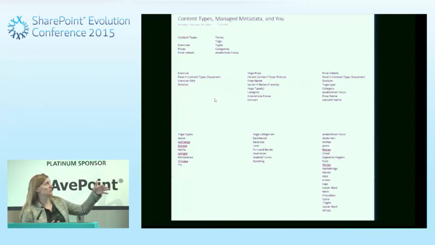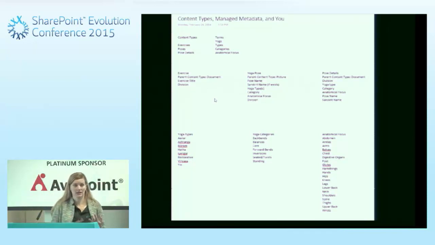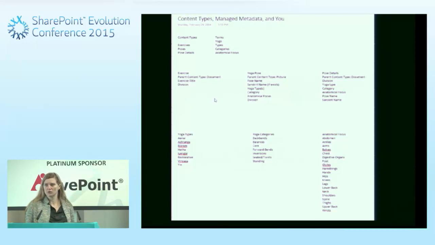And then, of course, our division, because we have different divisions. We have cardio and yoga and the different ones. And it would default to yoga because we're working with yoga poses, right? We don't necessarily want it to default to anything else. And then our pose details, that's going to be our document content type. We want the same basic information there about it, but that's going to be our description of it, right?